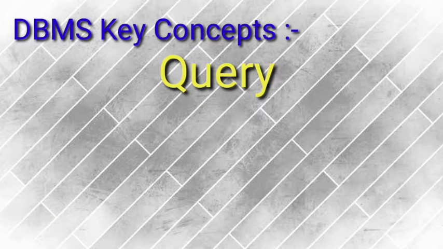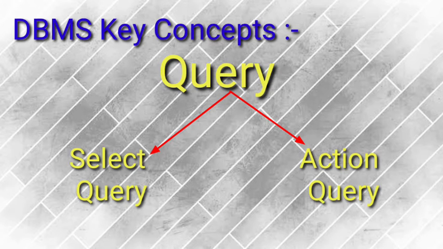A query is further divided into two parts: select query and action query. A select query is basically used to request data from the database from one or more tables which are connected together, and an action query will help you to update or modify the data in the database.